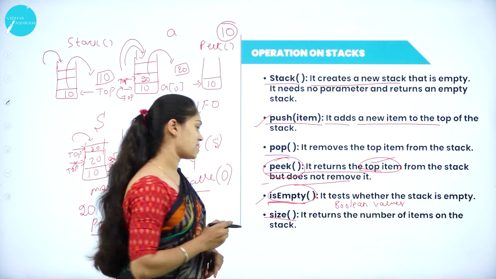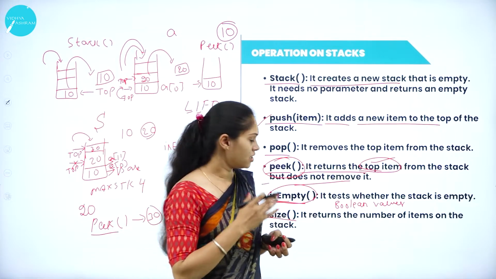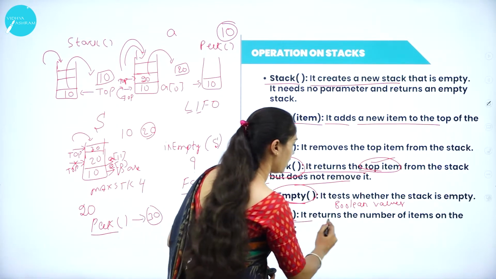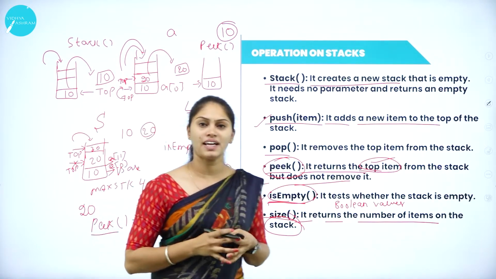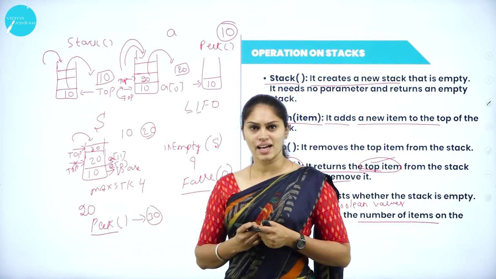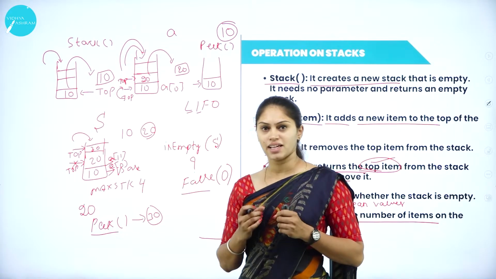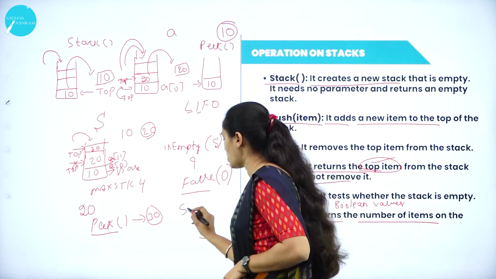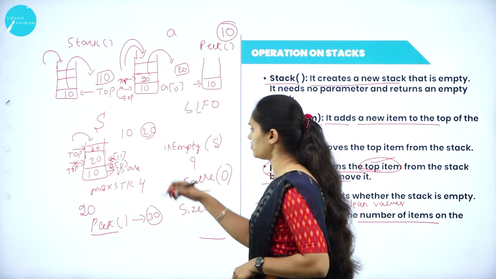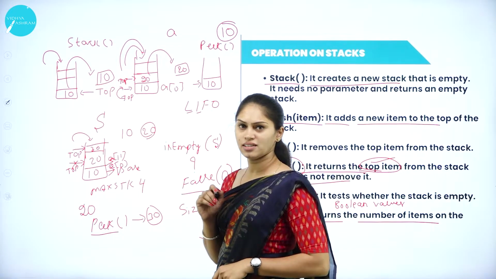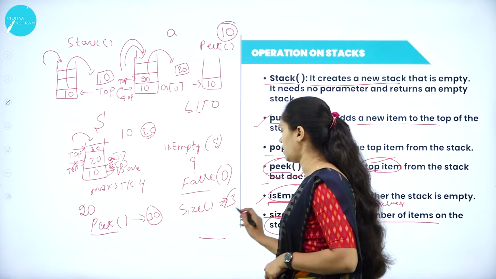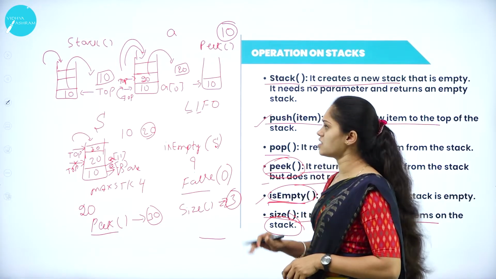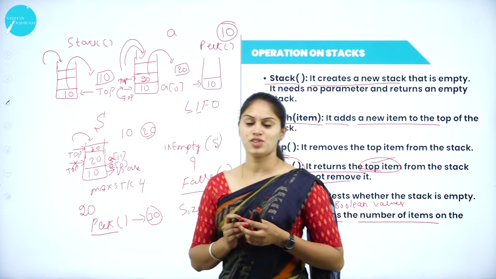Next we have a size operation. That means it will return the number of items on the stack. What is the size of a stack? How many elements does it have? So if I call a size operation here, how many elements are there? I have 3 elements. So the size of the stack is 3. It has 3 elements.